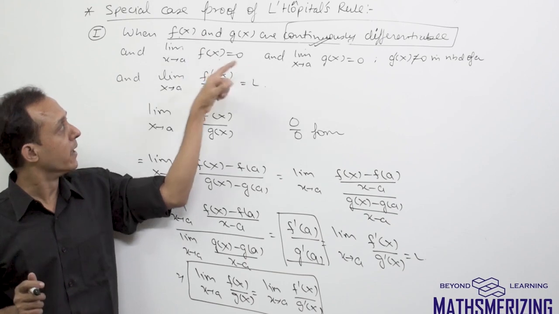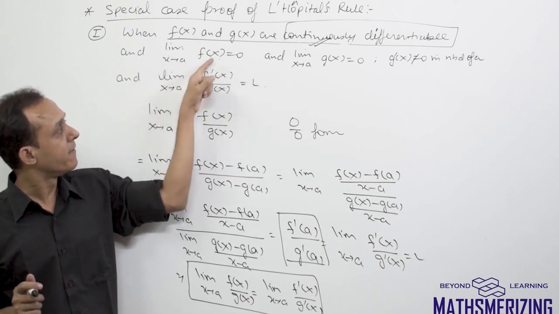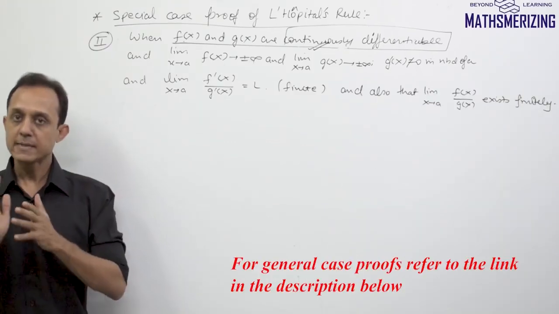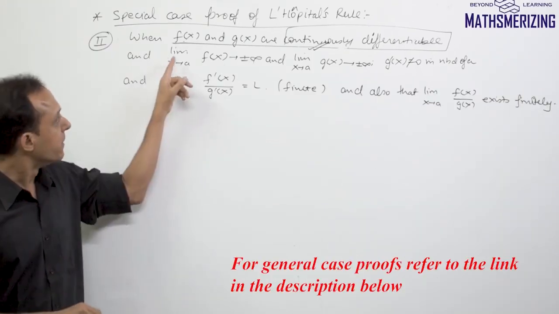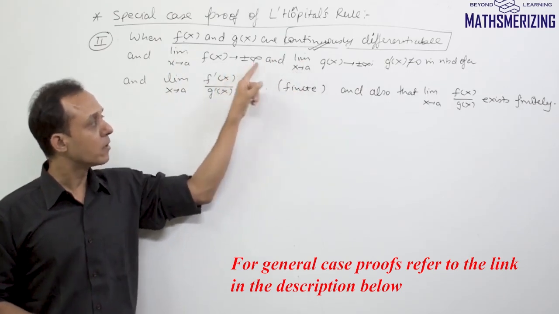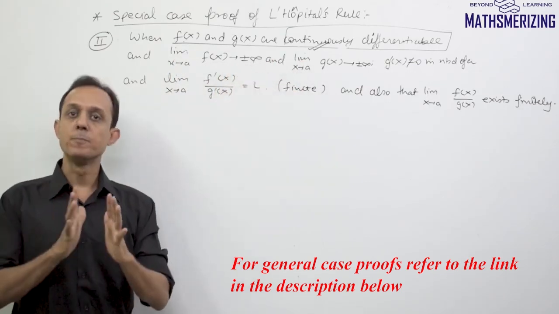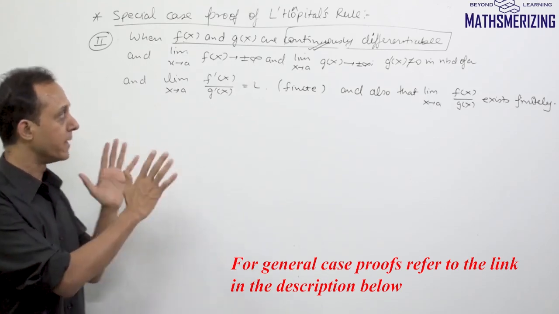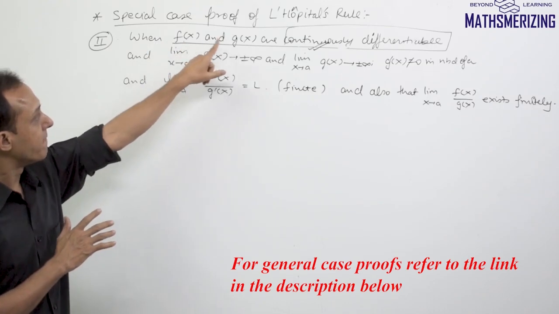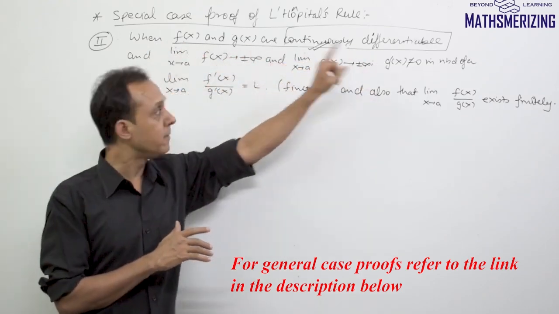Now we'll consider the case when the limit as x tends to a of f(x) and g(x) tend to plus or minus infinity. Let us take the second case of L'Hopital's rule. Again, this proof is restrictive. We have made a lot of assumptions. In this case, the assumption that we are making is that the functions f(x) and g(x) are continuously differentiable.